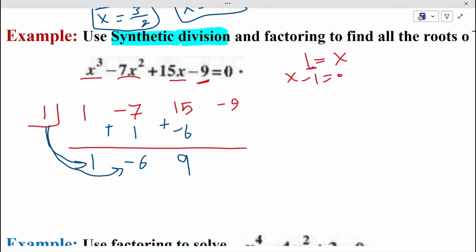Again multiply it. 1 times 9 is 9. 9 minus 9 is equal to 0. I told you this is a remainder. This is a remainder. And what about here? This is x to power 0. Start with the x to power 0, then x to power 1, then x to power 2. Write with their coefficient. Okay, let's write it.